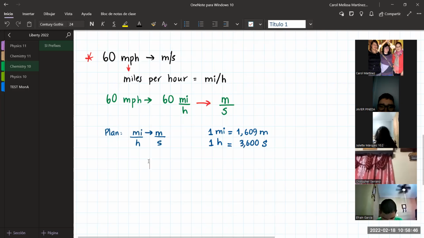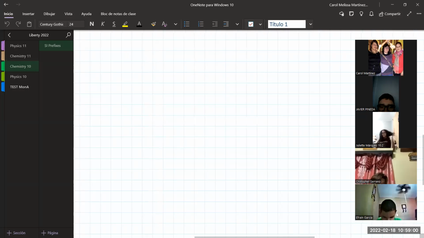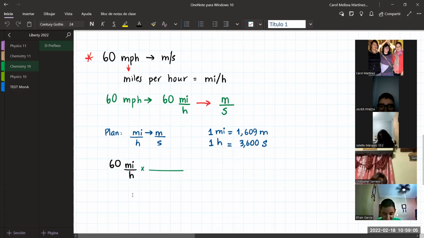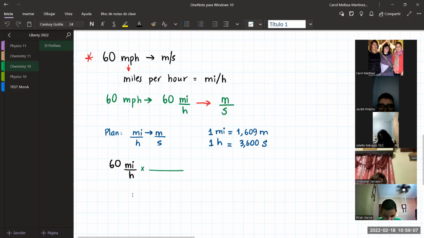So let's begin. We always begin with a given: 60 miles over hour. If I need to convert, what is the first conversion factor that we have to use?